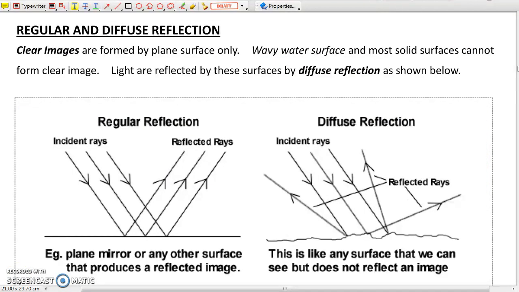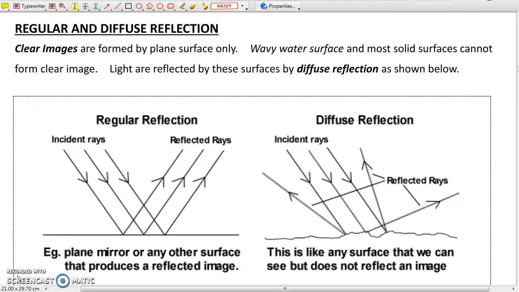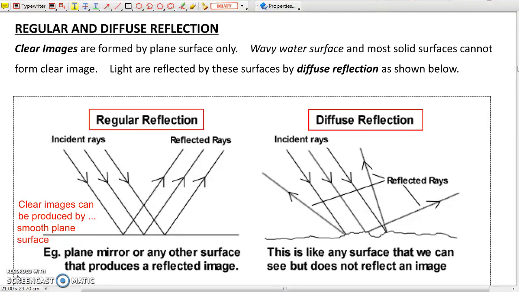Regular and diffuse reflection. Clear images can be formed by plain surface only. Yes, only by very smooth surface. Wavy water surface and most other surfaces are not smooth enough. They cannot form clear images. They reflect light by diffuse reflection. On the other hand, light is reflected regularly by smooth surface.